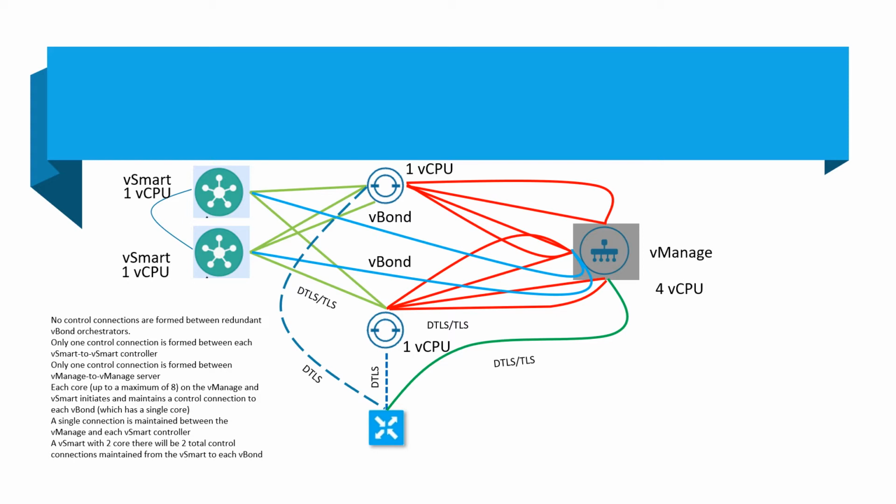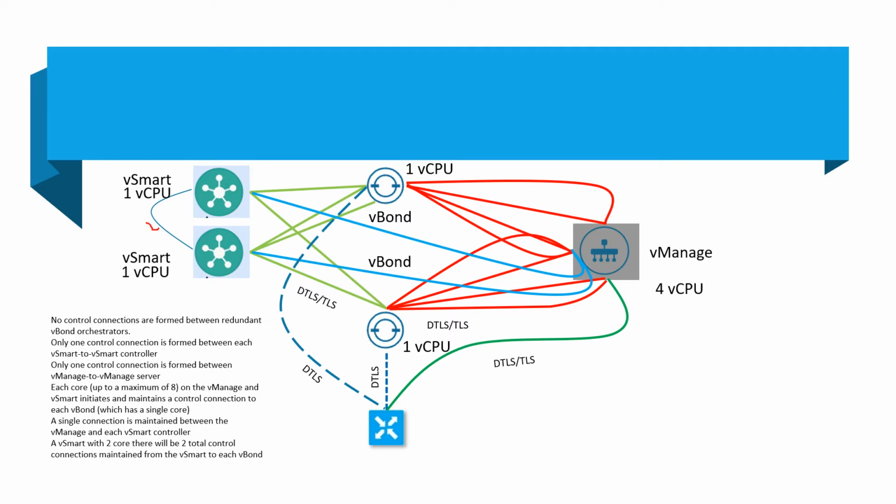Let's talk now about how many connections they are going to form between all these components. No control connections are formed between the redundant vBond orchestrators. You might have many in your network, but you're not going to have any connection between the vBonds. So in the diagram, we don't see any connection between these two vBonds. Only one control connection is formed between each vSmart and vSmart controller. Again, it's the same scenario. You might have more than two, but you are going to have only a single connection between two vSmart controllers, which we see here.